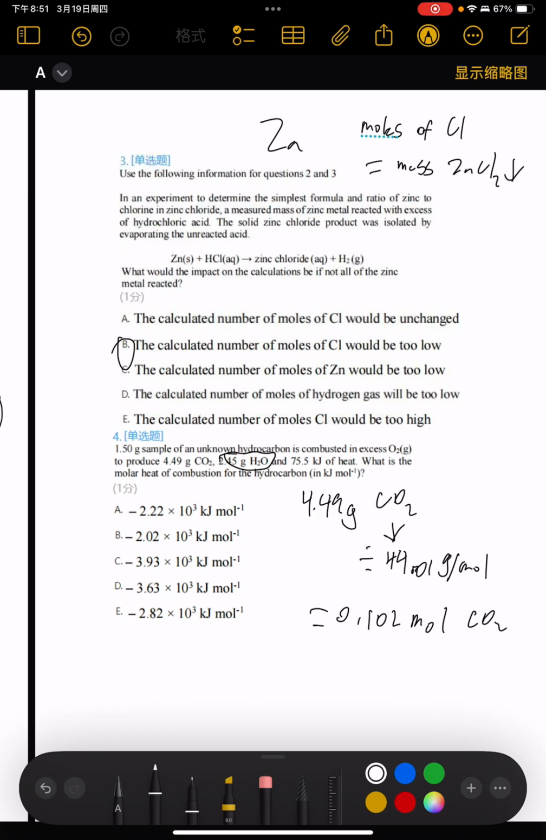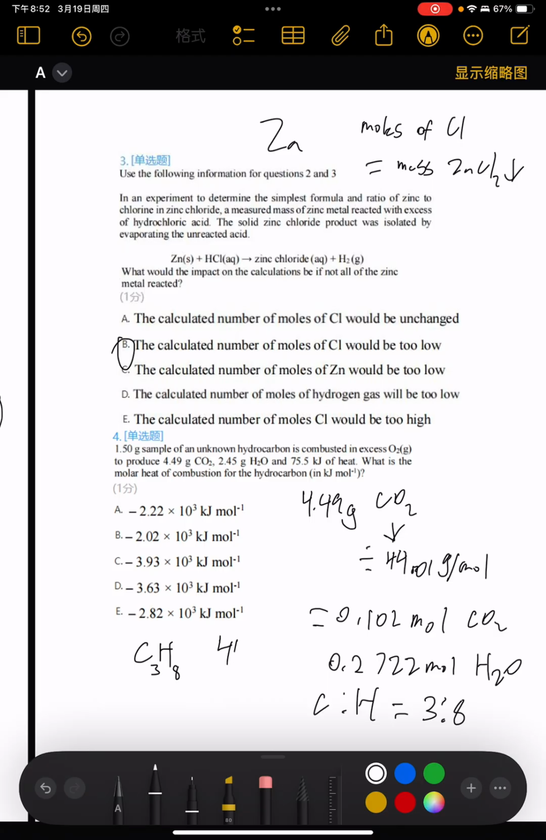And for the other one, we're told that we have 2.45 grams of water. So from this, we can calculate that there's 0.2722 moles of water. So over here, we can see that the ratio of C to H is equal to 3 to 8, which means that the formula for this hydrocarbon would be C3H8. And this has a molar mass of 44.1 grams per mole.